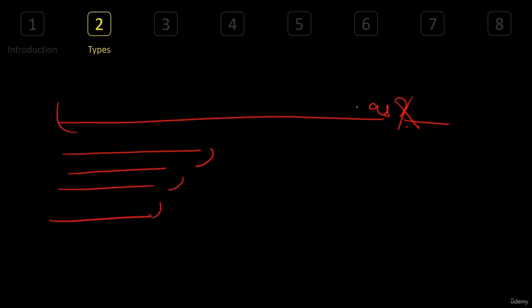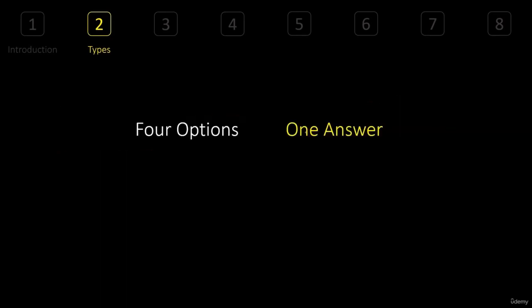So sometimes it might be a question or it might be a statement. You have to read it and you have to understand it. Anyway, we'll see examples. So type 1 is when we have 4 options and 1 answer.